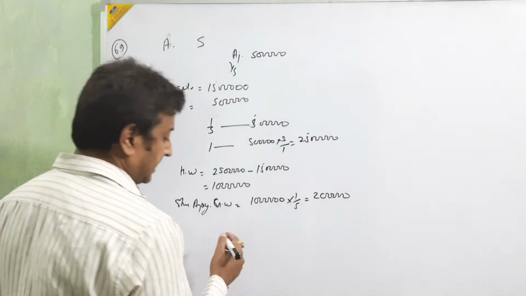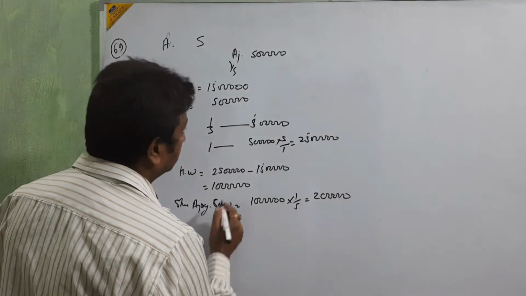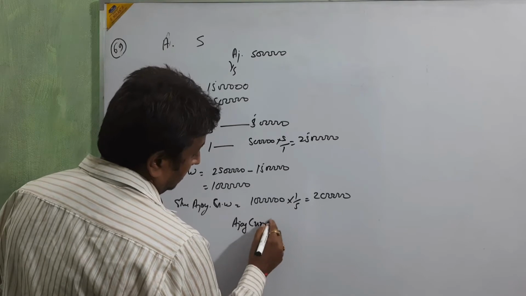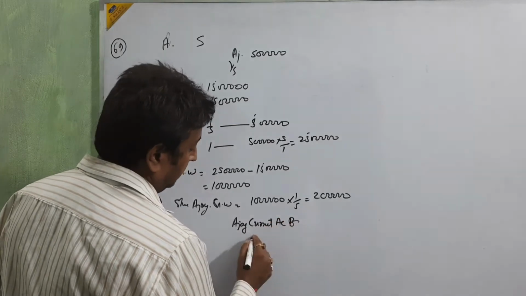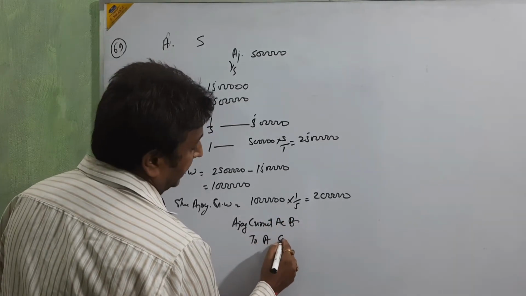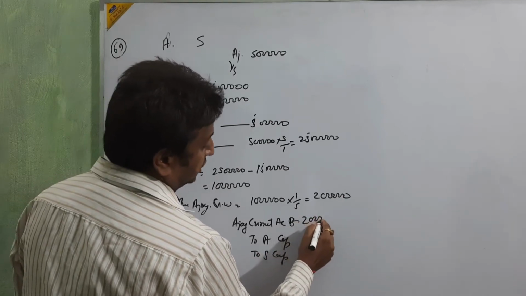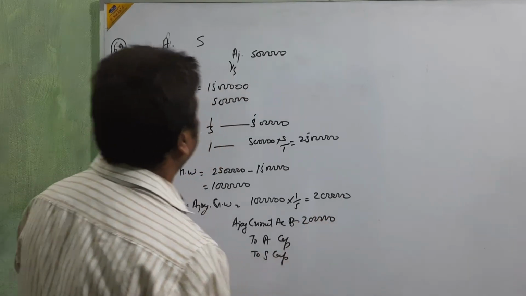Then this time we are going to take the current account. Okay? With the current account, to C's current account, C is Ajay. Current account debit to A capital and to S capital. This 2 lakh is going to be distributed.